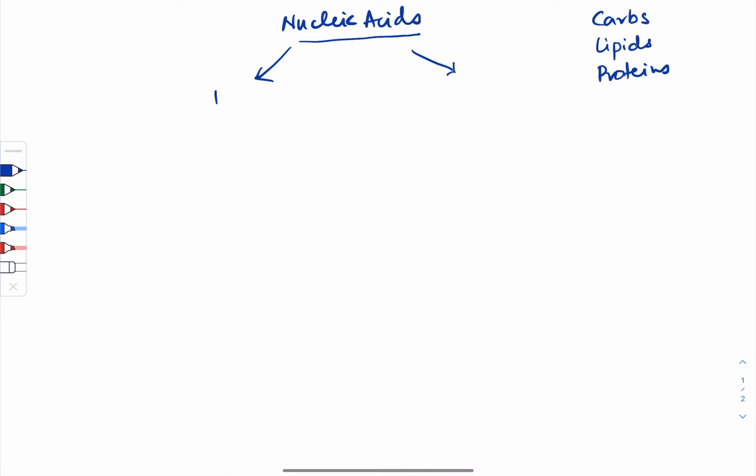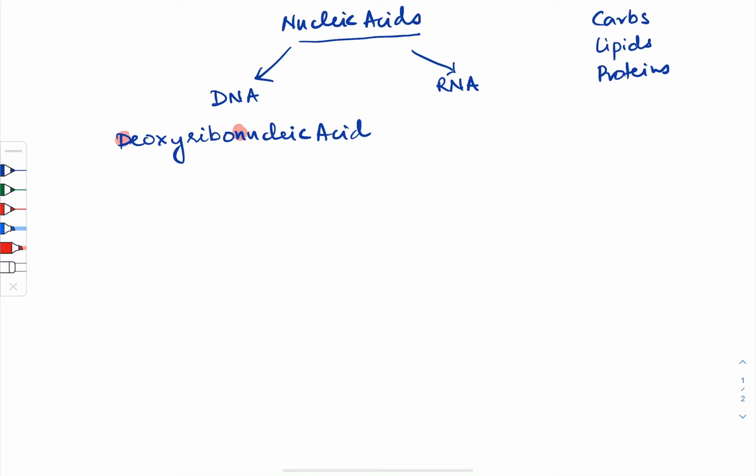DNA and RNA. DNA stands for deoxyribonucleic acid. That's where the DNA comes from. And then RNA stands for ribonucleic acid. And that's where the RNA comes from.